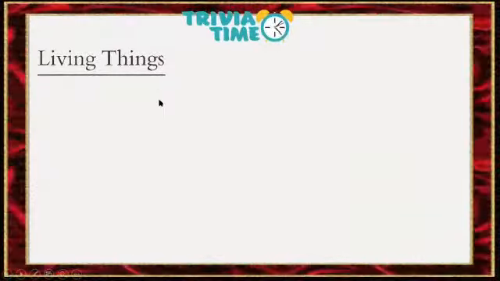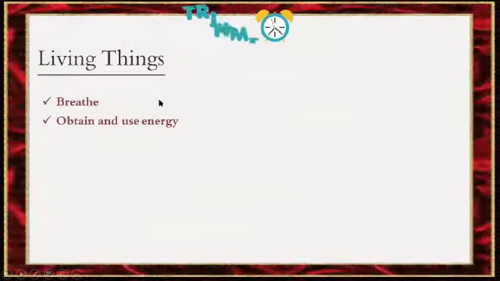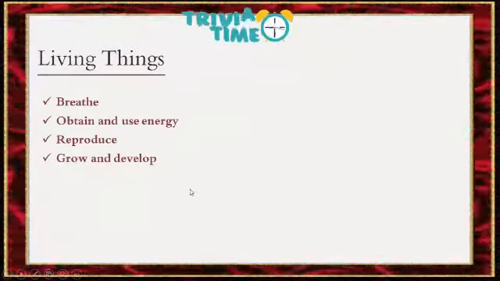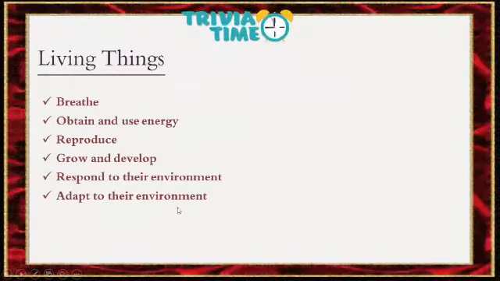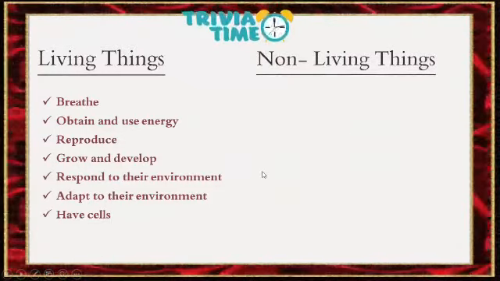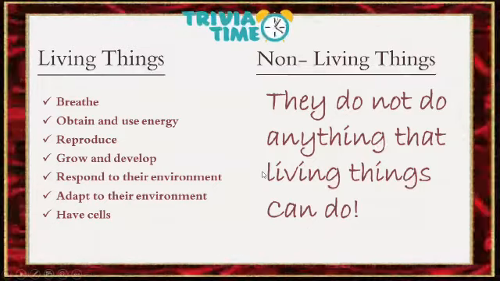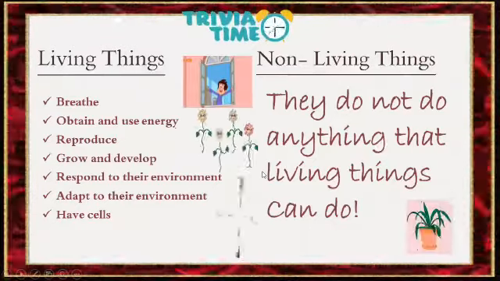It's trivia time, students. We already know that living things can breathe, use energy, reproduce, grow and develop, respond to their environment, adapt to their environment, and have cells. And non-living things, they do not do anything that living things can do.